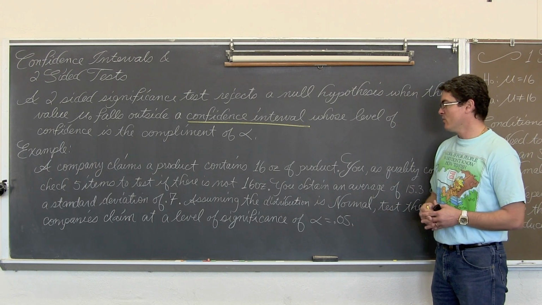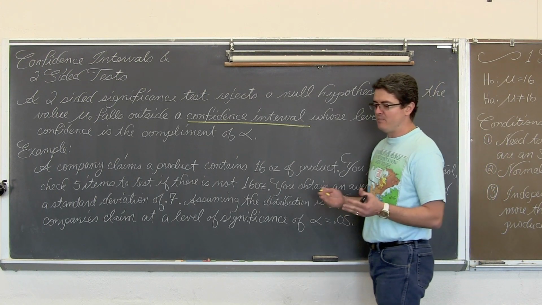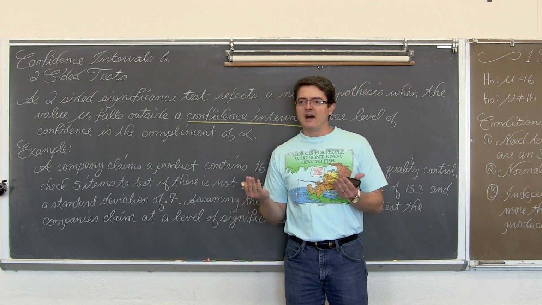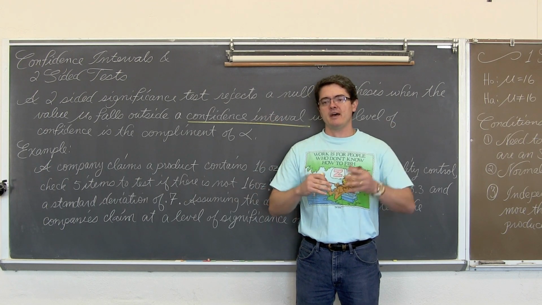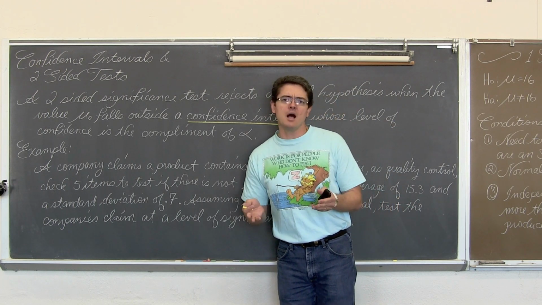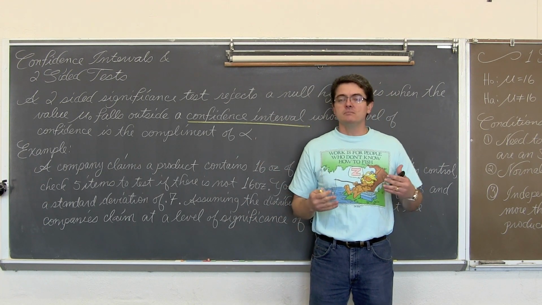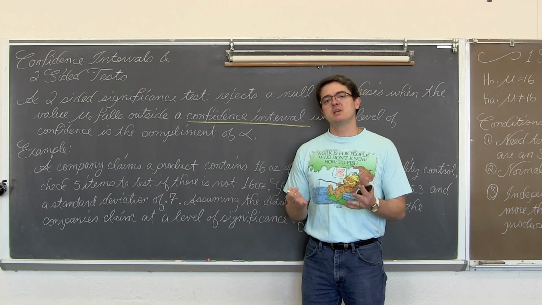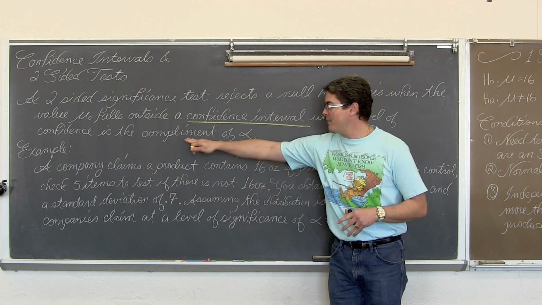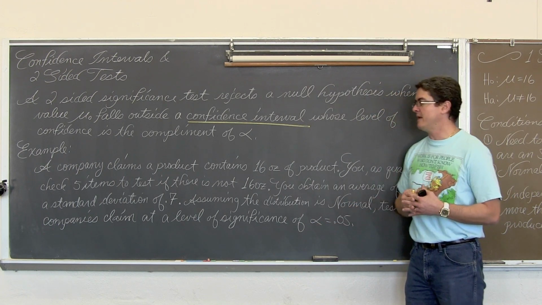Now, the example we're going to read here has a level of significance of 5%. So if my p-value is 5% or less, that's shared between the two tails, so 2.5% and 2.5%. The complement of that is 95%. So when I set up a confidence interval, which I will in the first part of this example, it will be the complement of alpha. It will be a 95% level of confidence.